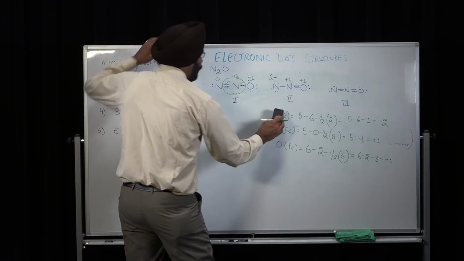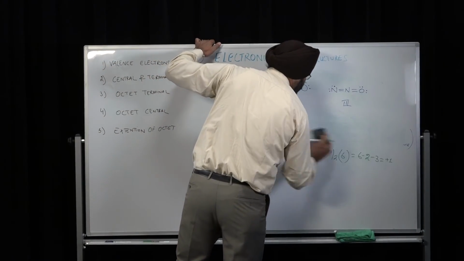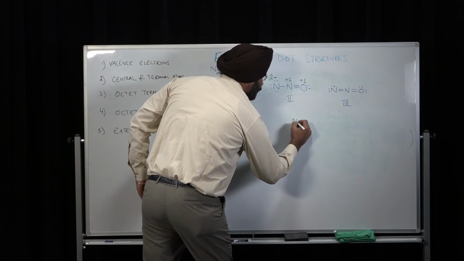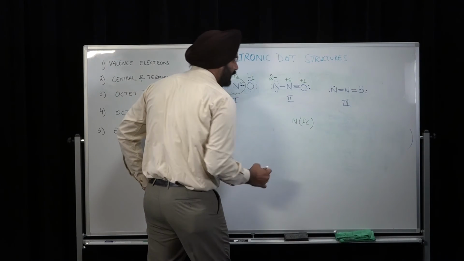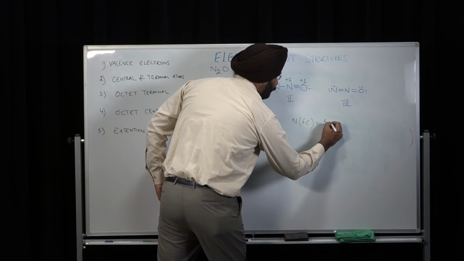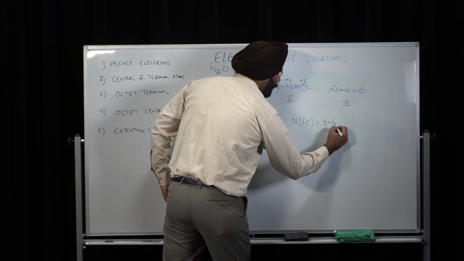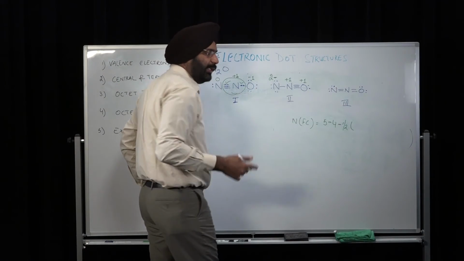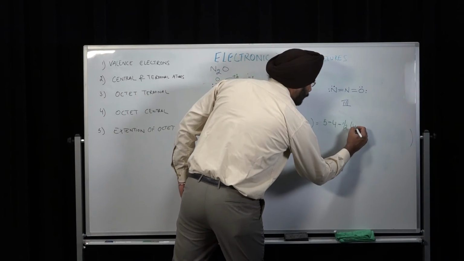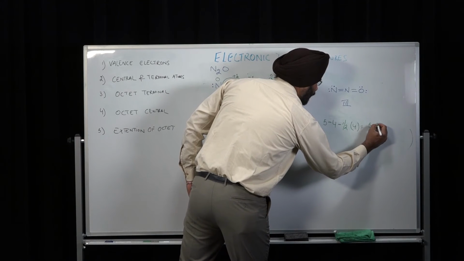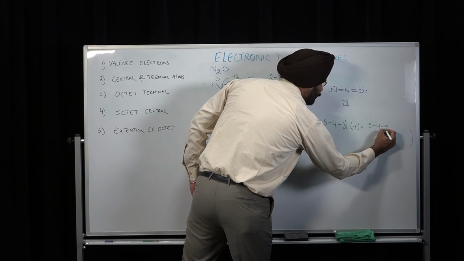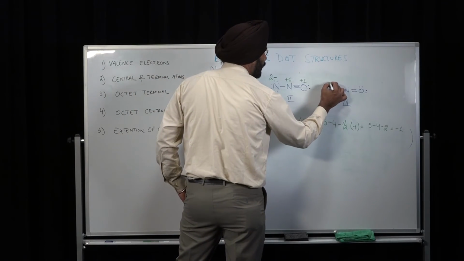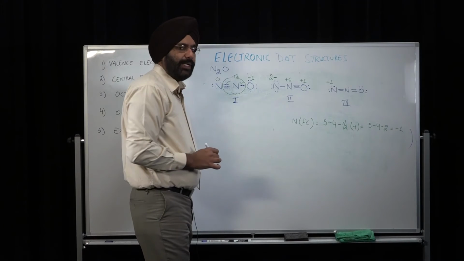In the same way, you can calculate for structure 3. For structure 3, the formal charge on the terminal nitrogen atom is 5 minus 4 minus half of the bonding electrons. There are 2 bonds, so that means 4. So that makes 5 minus 4 minus 2, so that means a negative 1. So there is a formal charge of negative 1 on this nitrogen atom.